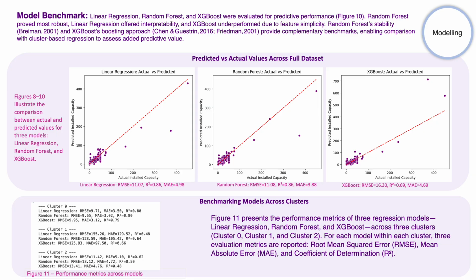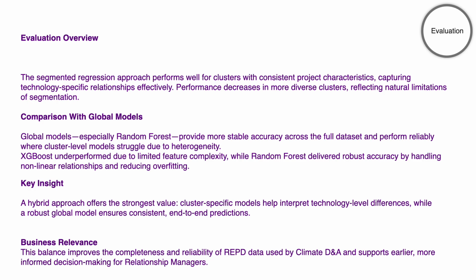A likely reason XGBoost didn't perform as well is that some clusters have small or highly variable data, and the relationships appear mostly linear, which simpler models like linear regression can capture more effectively. So the analysis shows that cluster-specific regression works best when projects in a cluster are similar, because it can capture the specific patterns of each technology. Performance drops in clusters where projects are very diverse, a natural limitation of segmentation.